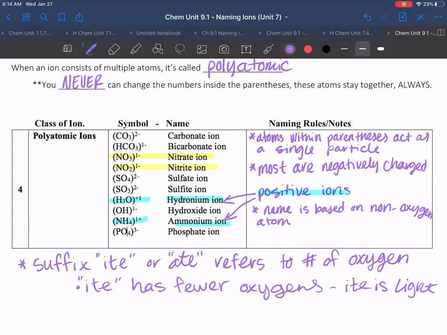And then "ate" will have one more oxygen than "ite." So I think of it like "8 ite," like an 8 ite, and it grew one more. Kind of goofy, but ite is light, it's the last one. Ate has one more.